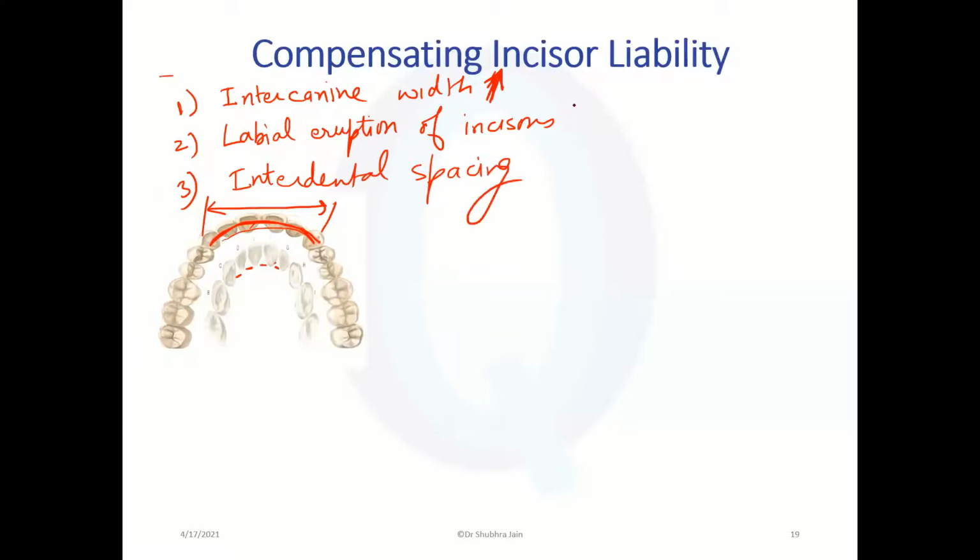So you need to remember how the incisor liability is compensated. First, there is an increase in the intercanine width. There is a labial eruption of the incisors, and there are the interdental spaces. These are the three mechanisms by which the incisor liability is compensated.